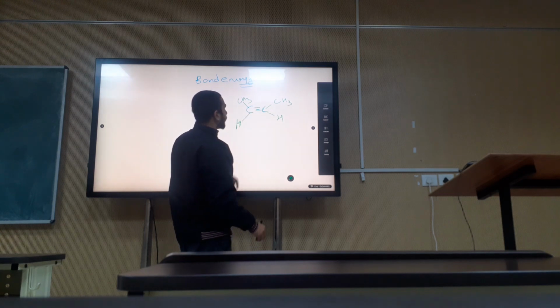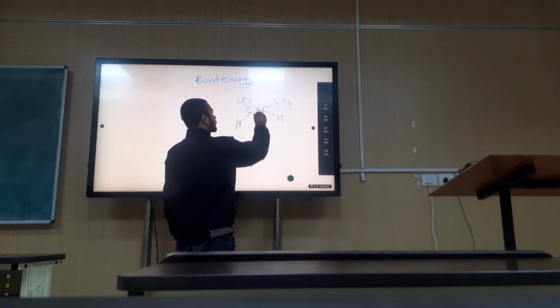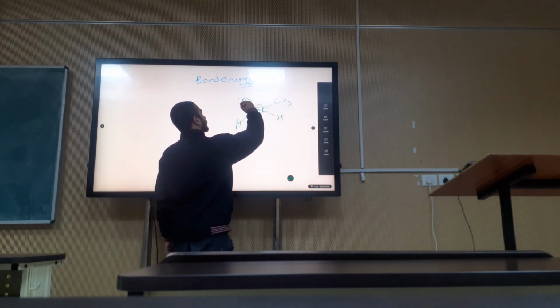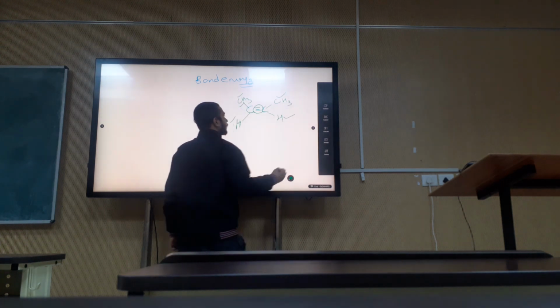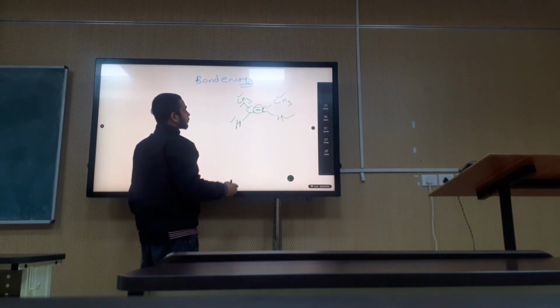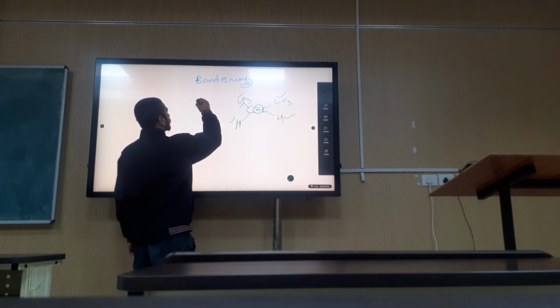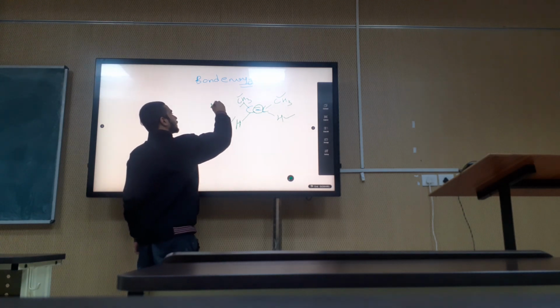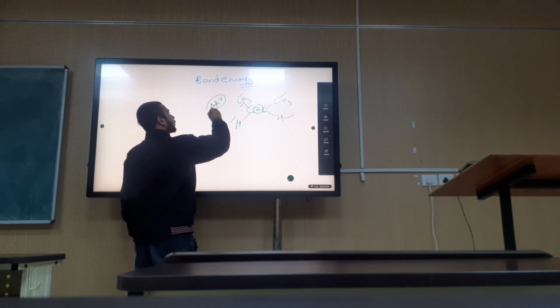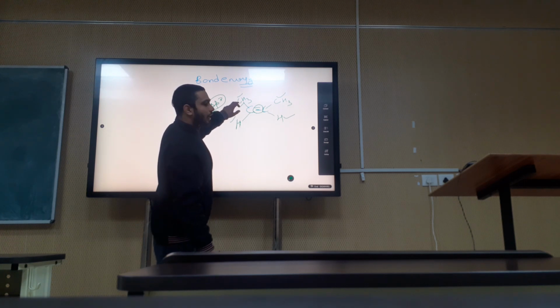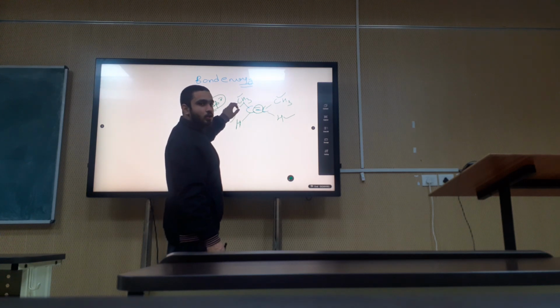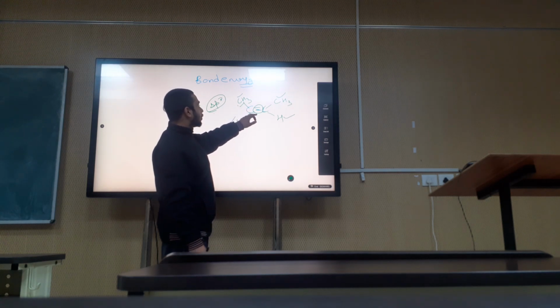There are different types of bond involved in this. This is a double bond and these are all the single bonds which are there in this. In this the hybridization is sp3, so these are stronger than these sp2 bonds.